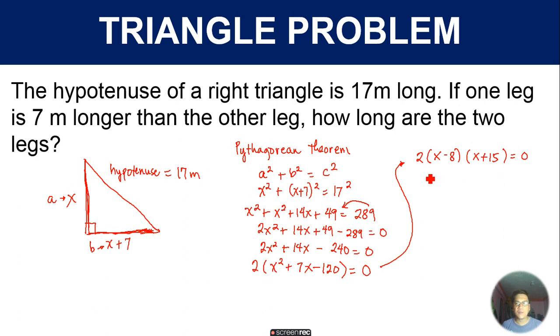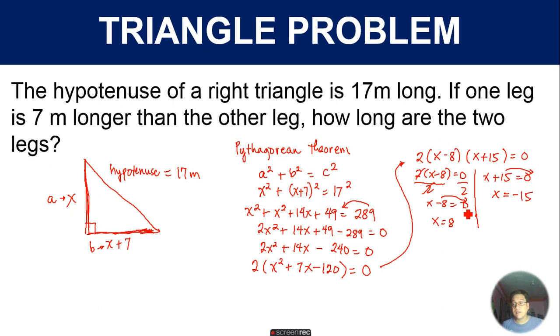Again, applying the zero product property. So, we have the first, 2 times x minus 8 is equal to 0, and then x plus 15 is equal to 0. You can just divide this by 2. So, x minus 8 is equal to 0 divided by 2, which is just 0. So, transpose, this will be x is equal to positive 8. Let's go to the other side. So, x plus 15, transpose, this will become negative 15.